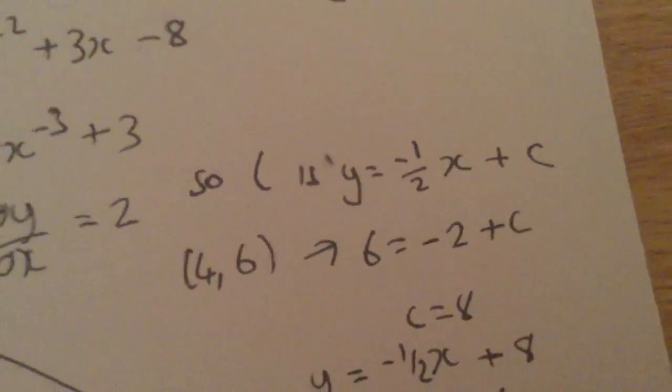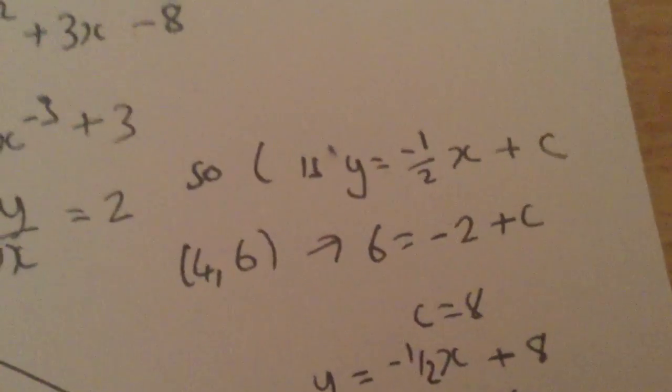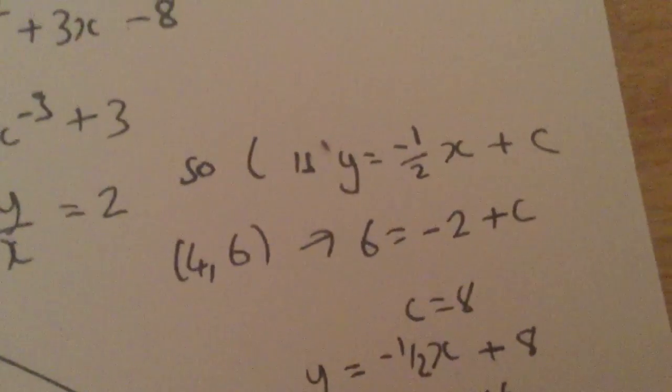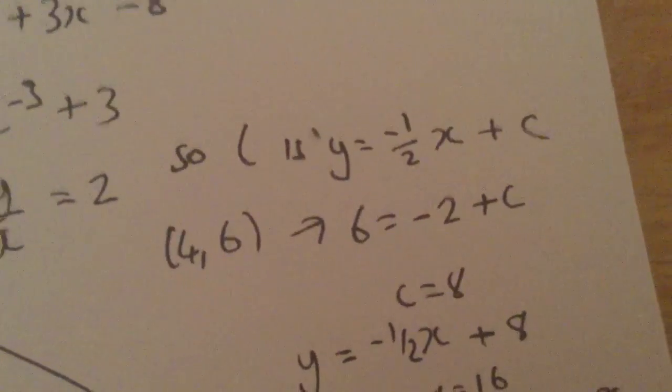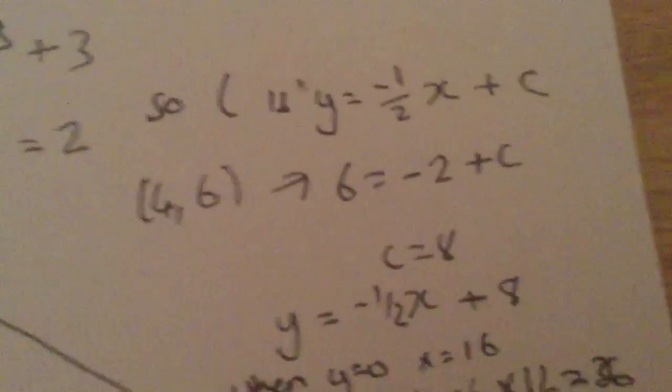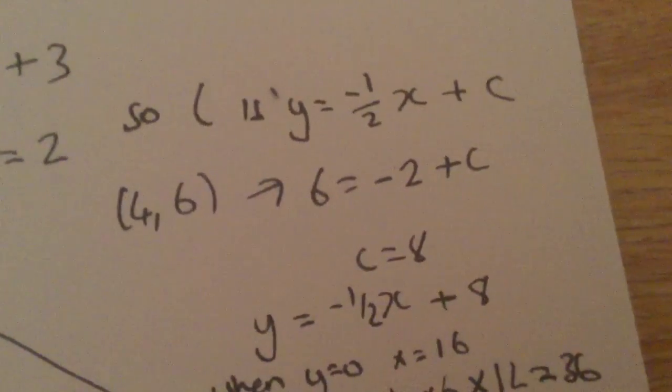Why do I want to do that? The reason is I want to find out how big my triangle is, basically. And more specifically, where does the line cut the x-axis? Because that will tell me how long the base of my triangle is. How do I find that? I make y equals 0, and that tells me that when y equals 0, x equals 16.